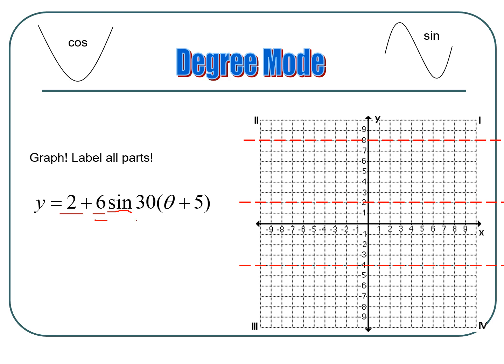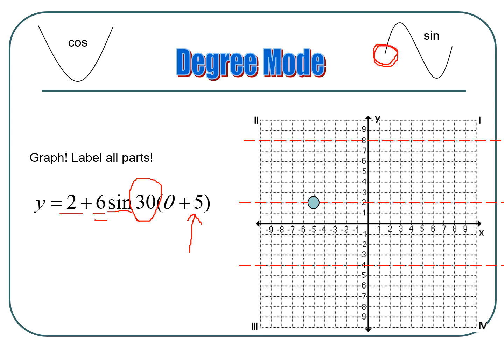We're going to skip that 30 for now and then jump straight to the 5, the horizontal shift. In this case, it is 5 degrees, but we're going to go to the left. It's the middle dotted line where -5 is. It's this point right here that we're plotting.